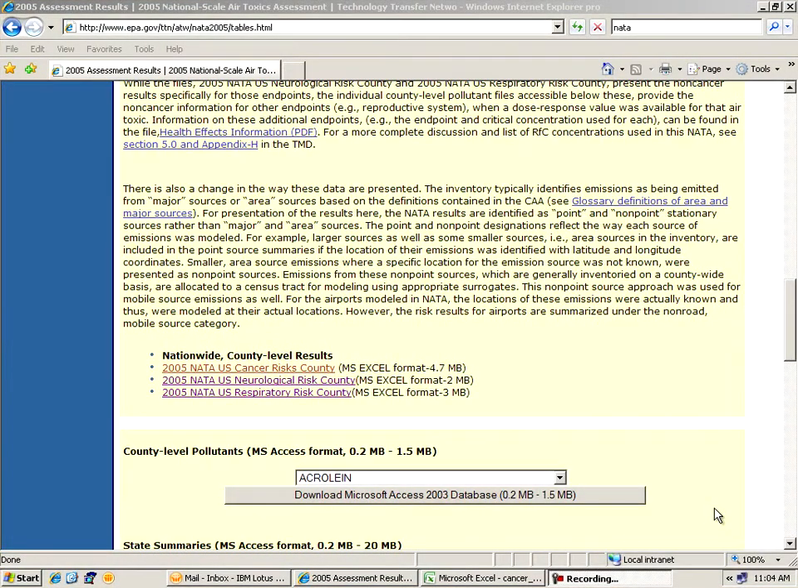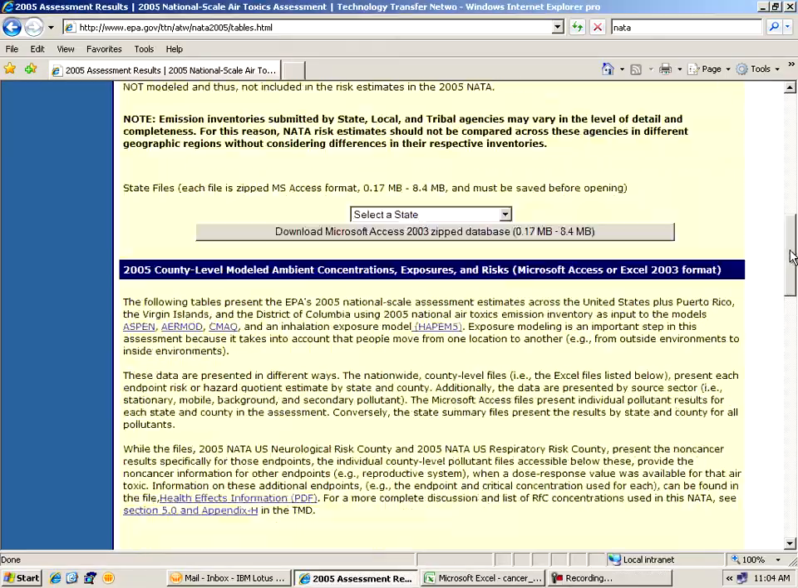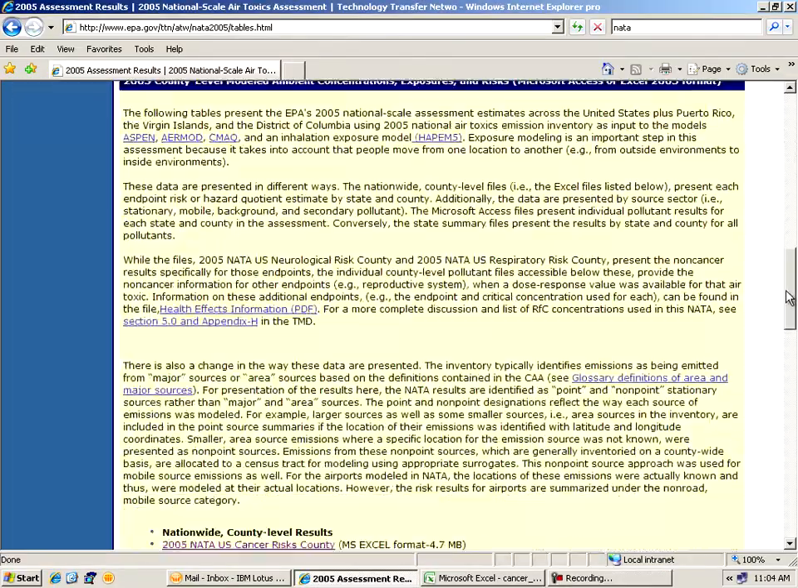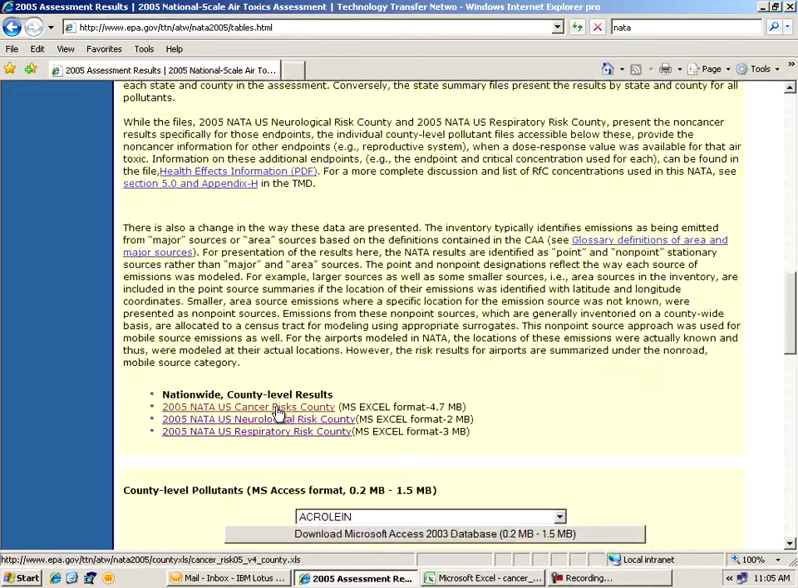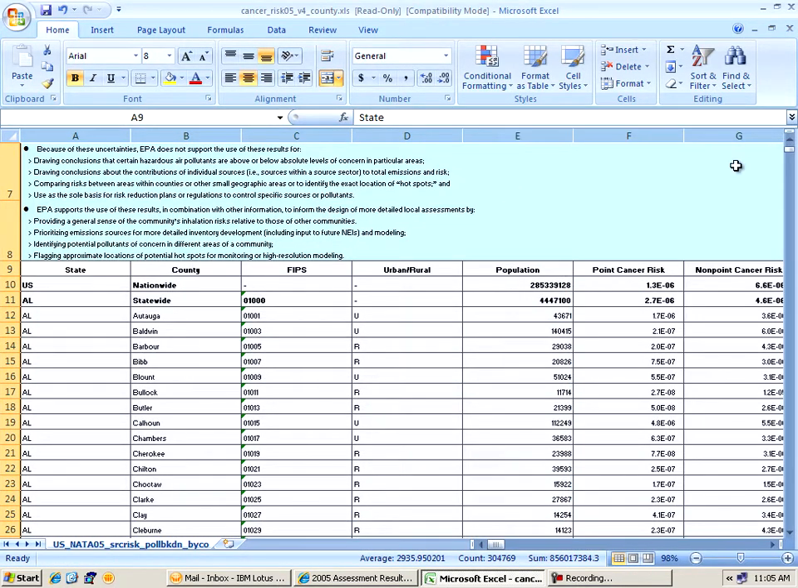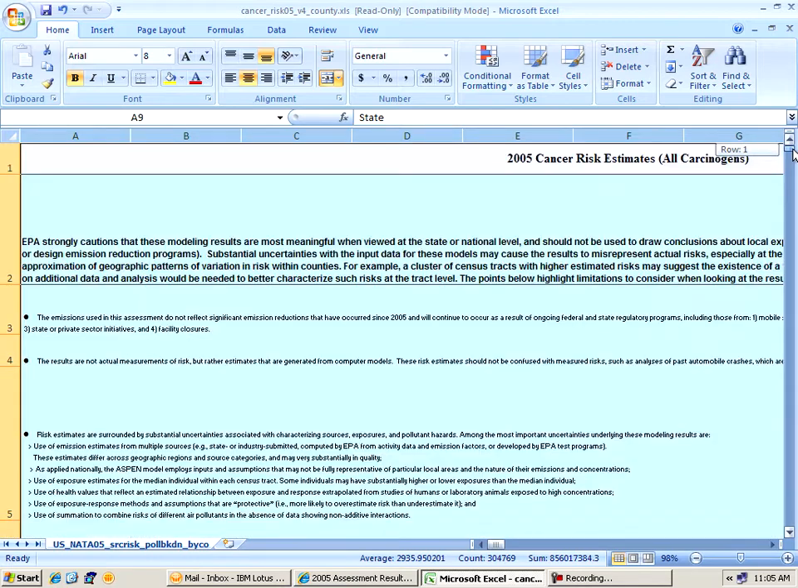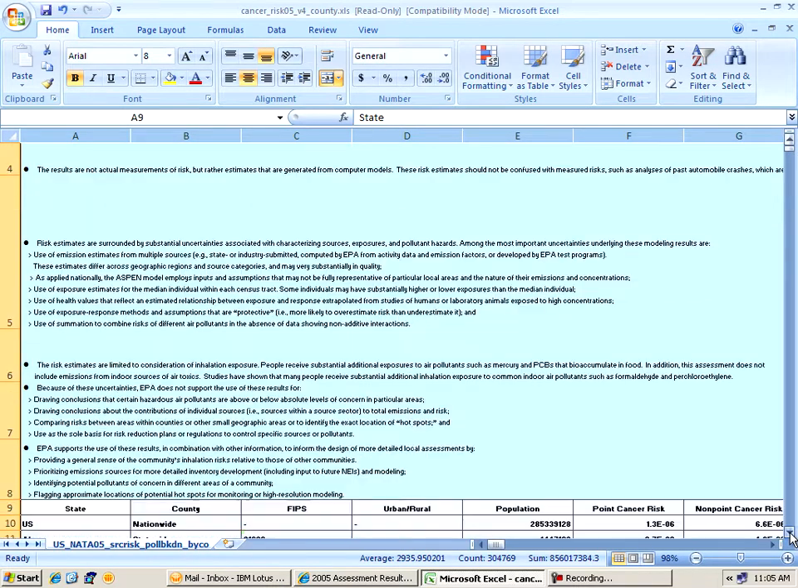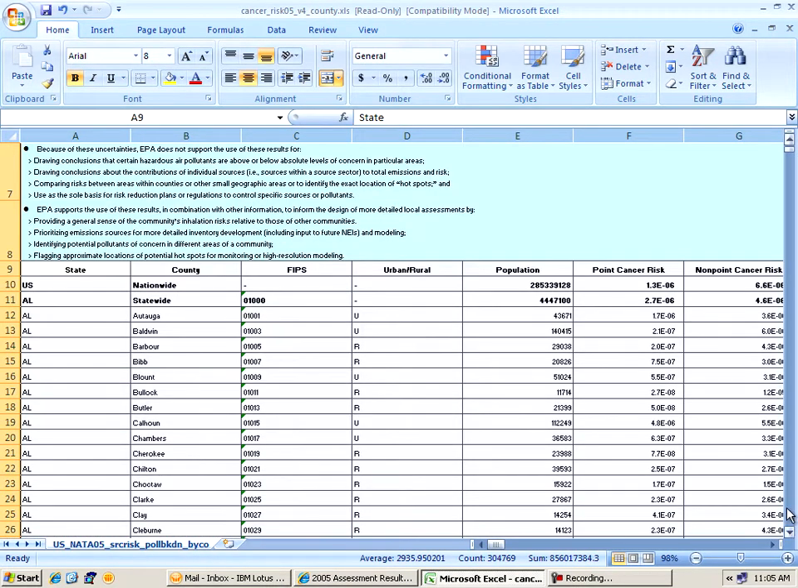Probably one of the most used files we have on the NATA website is our county level cancer risk file. I'm going to open that up here in my browser. You'll come to a file that has all our disclaimers at the top of the page. Go through those, and then the data itself is contained down below. We start with the U.S.